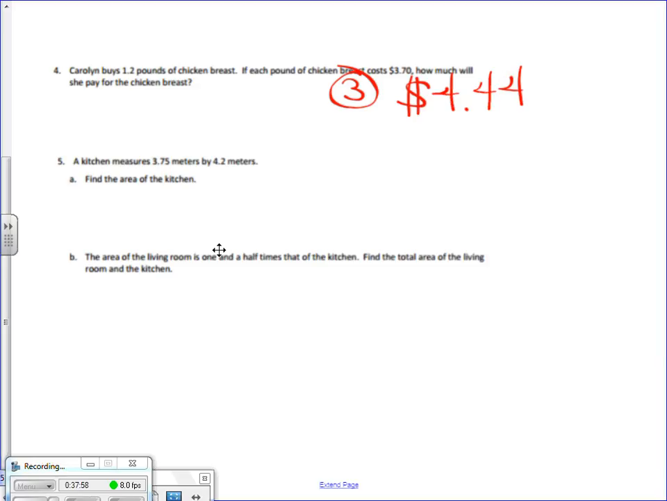Carson. So, what is the area of the kitchen? Find the area of the kitchen. Okay. I got it. Like the area of length times width. That's how you find it.